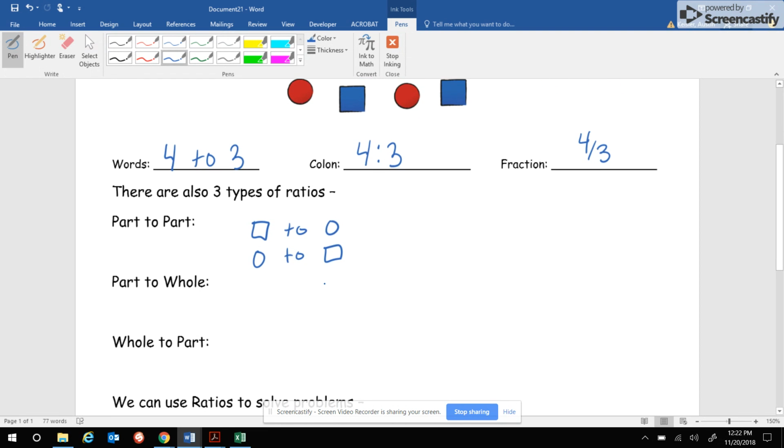The second one is a part to whole. So you start looking at a total. So I could have compared squares to the total shapes, which in that example, that would be 4 to 7, just one way to show it. I could have also compared circles to total shapes. And since I had 3 circles and 7 total shapes, my ratio of that would be 3 to 7. That's a part to whole ratio.